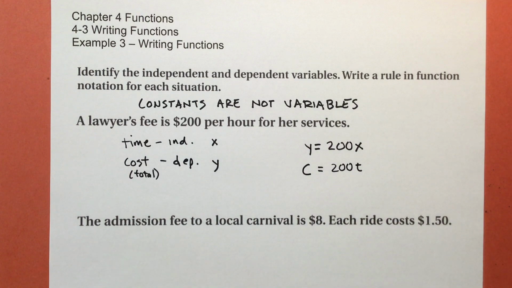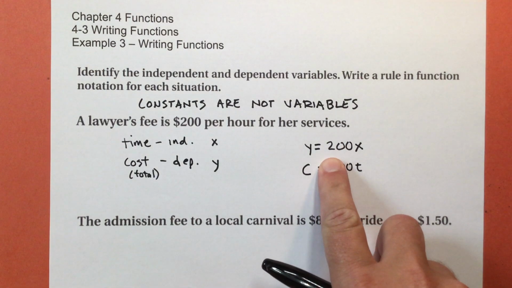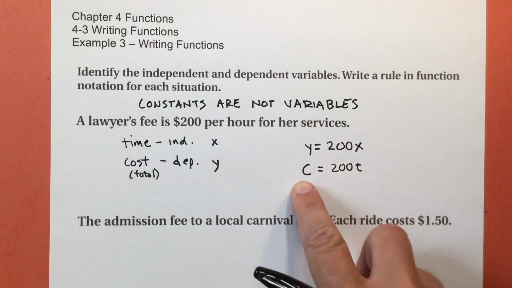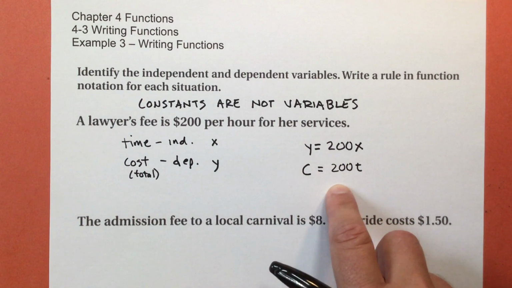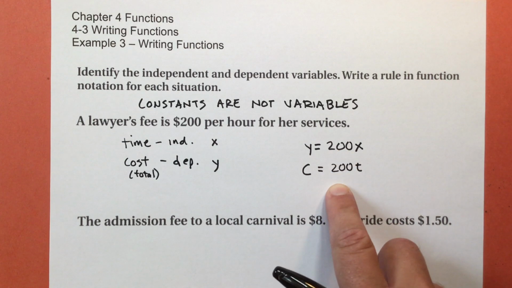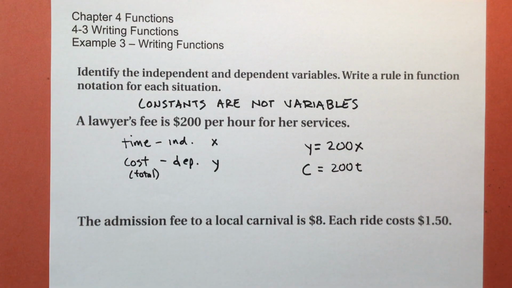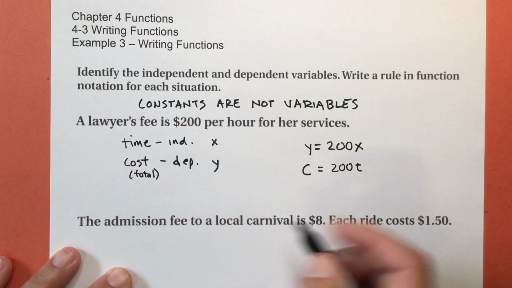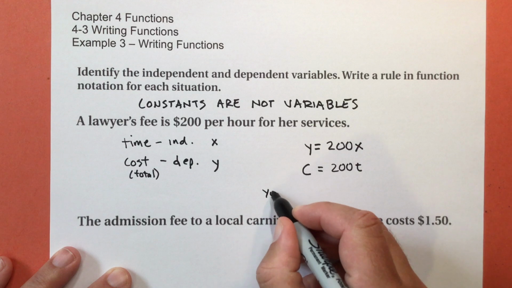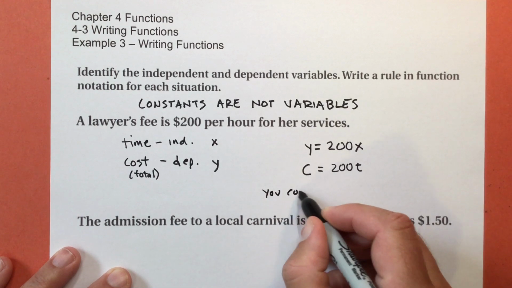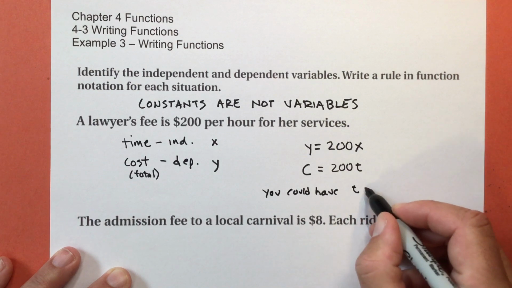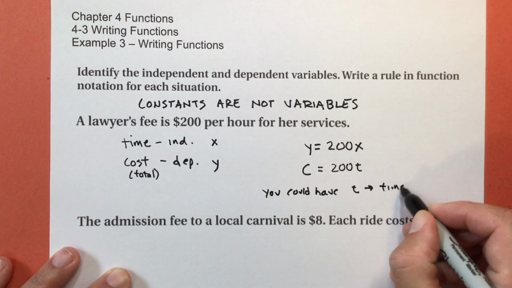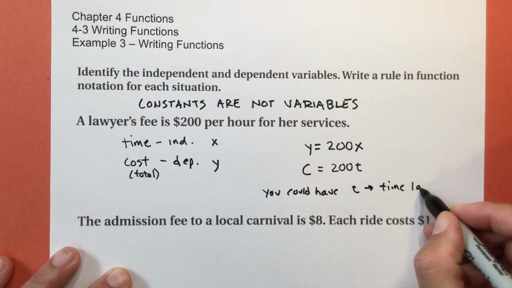Now, let's say that we're working in groups and one person writes y equals 200x and another person writes c equals 200t. And then you start like, well, wait a second, why did you get something different than what I got? There's an easy way to fix it. It's called defining your variables. So for this one, you could have written t is the time that the lawyer works.